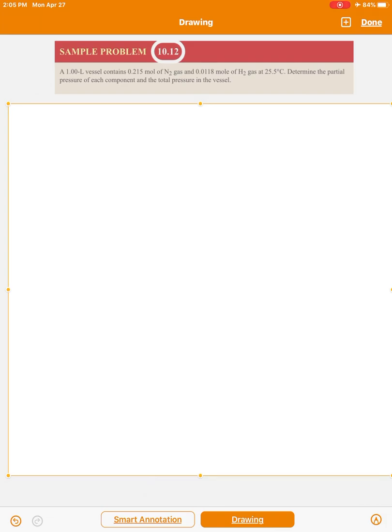Okay, this is one of those partial pressure type problems. It's Dalton's law of partial pressure. So they ask us to find the pressure of each gas. When they say partial pressure, they mean what is the pressure of a gas that is in a mixture of gases. So in this problem, there are two gases. There's nitrogen and there's hydrogen. Each individual pressure is called the partial pressure.